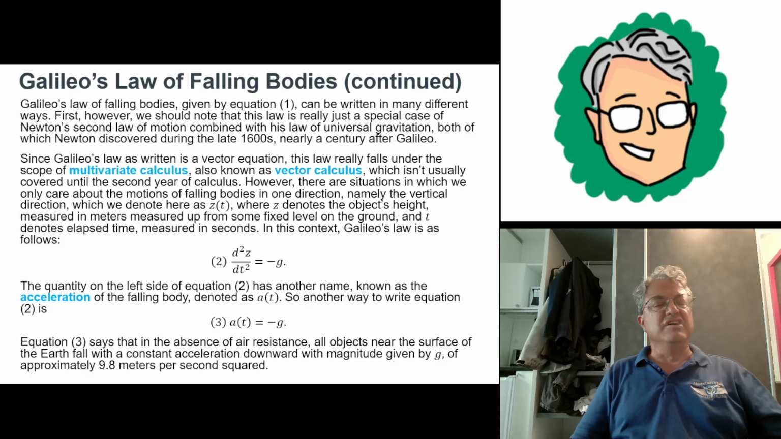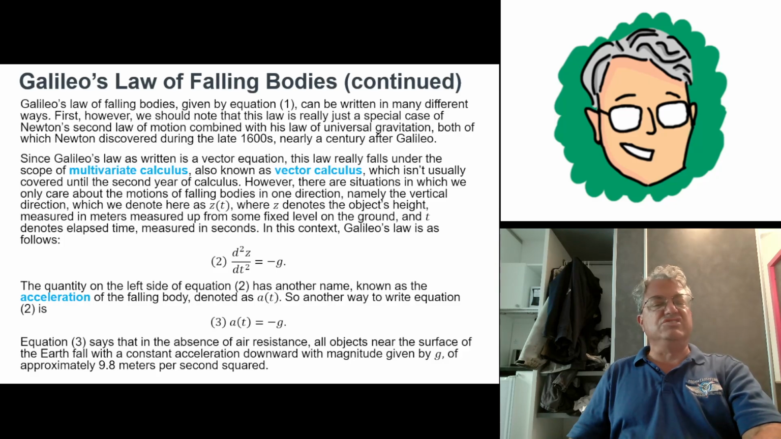So another way to write this is a of t equals minus g. It just says the acceleration in the z direction of any object that's free falling, if you neglect wind resistance, is equal to minus g. Pretty nice law. It says that everything near the surface of the Earth has essentially the same acceleration, minus 9.8 meters per second squared. It's the acceleration due to Earth's gravity, which is for all practical purposes a constant. So that's another way to write this law.